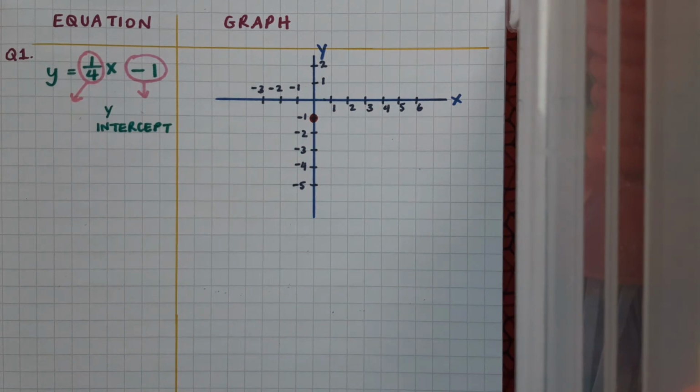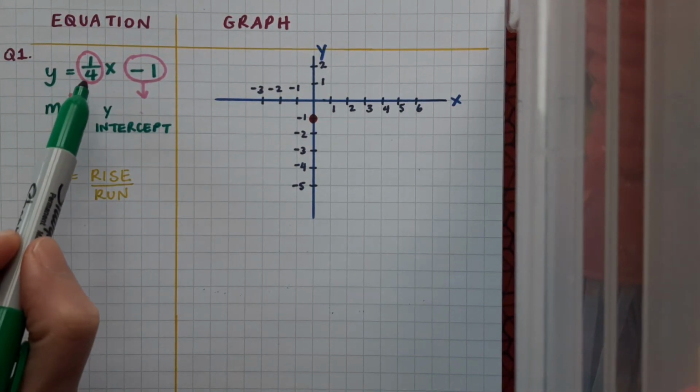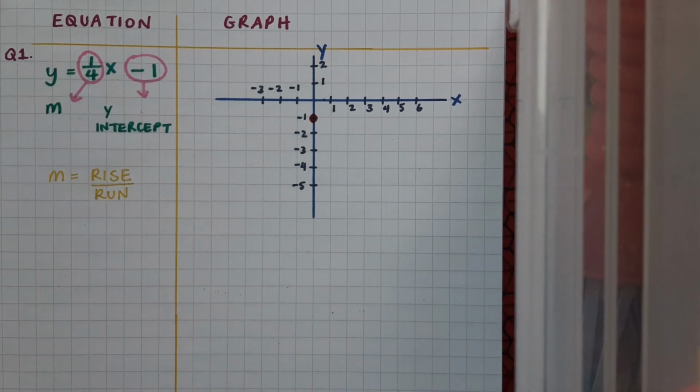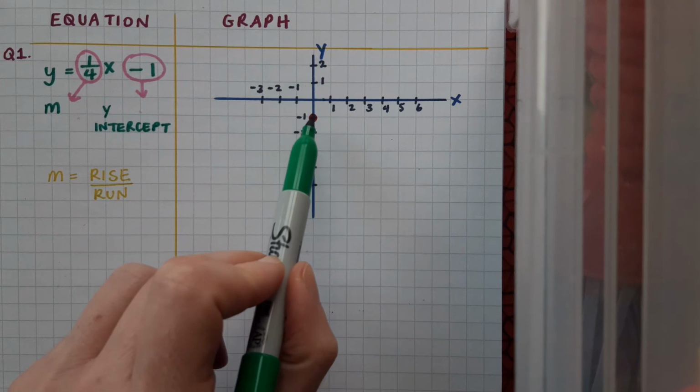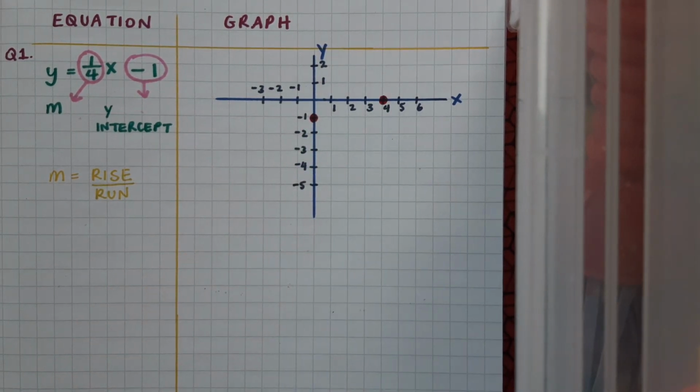Now I go back and note the coefficient of x, and this is my slope. Remember that slope is rise over run. So let's have a look at this slope. I've got a run of 4, so I have to go across 4 boxes, and I've got a rise of 1, so I have to go up 1 box. So starting from -1, I'll go across 4 boxes and up 1 box. I'll mark a point there, and then I'll join my 2 points together to complete my line. And there's my graph done.